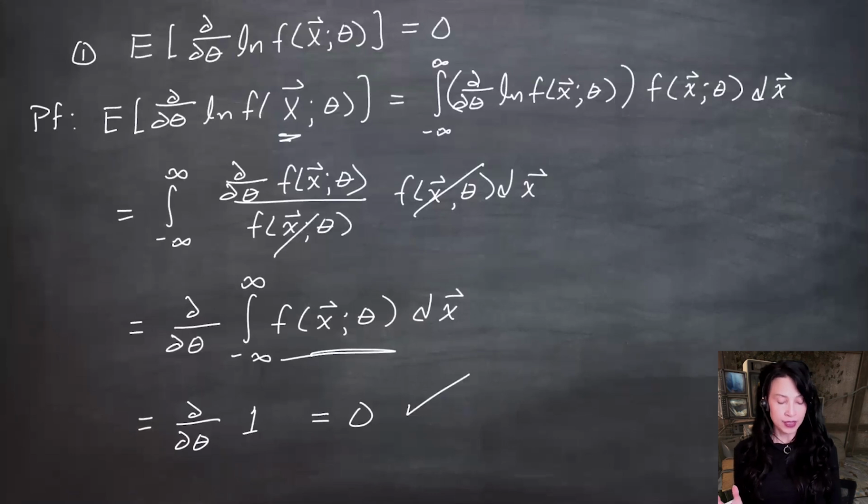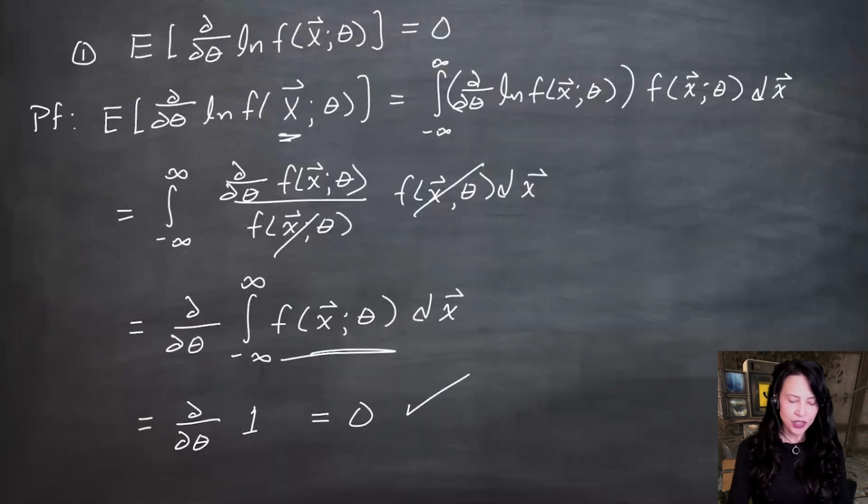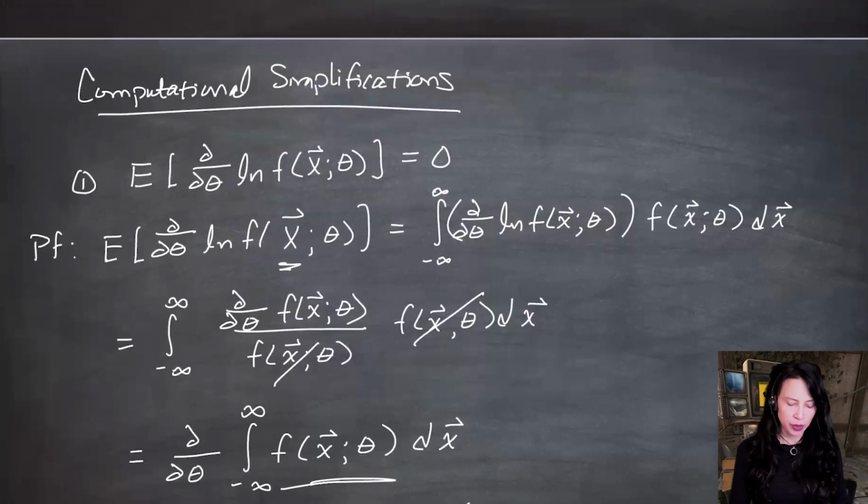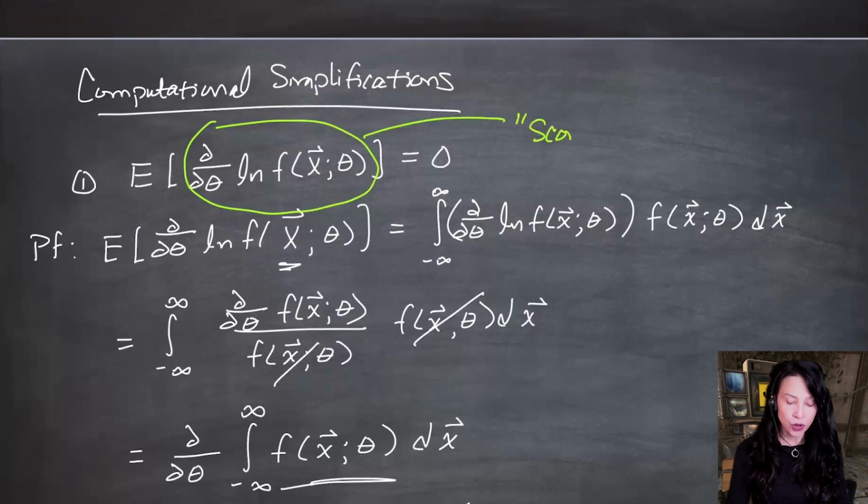So this is computational simplification number 1 that you're not going to really use that much directly, but I need it to prove the next 2 computational simplifications. And just while we're here, I will write this down later when it becomes really important to us. This thing in here is known as a score function.